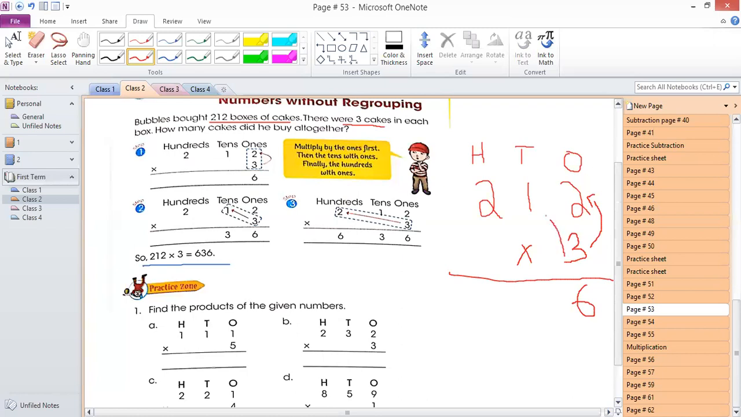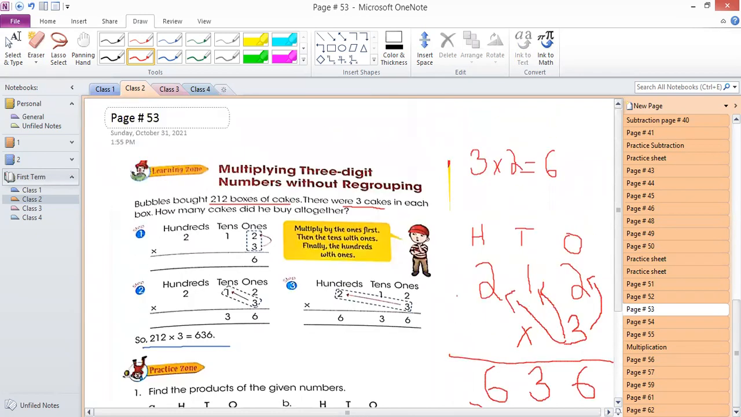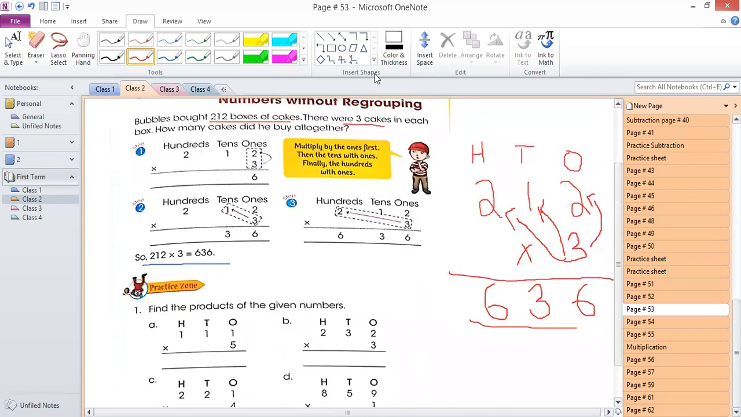Then you multiply this 3 by 1, and you know whenever you multiply any number by 1, you get the same number. 3 by 1, 3. Then again you need to multiply this 3 by 2. So 3 multiplied by 2 equals to, again 6. So the answer is 636.